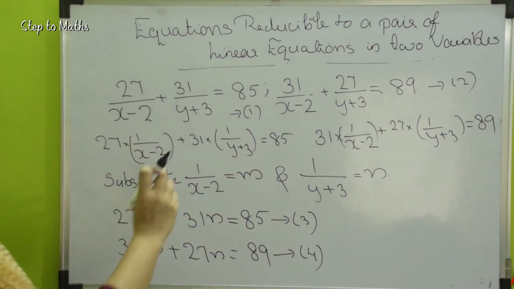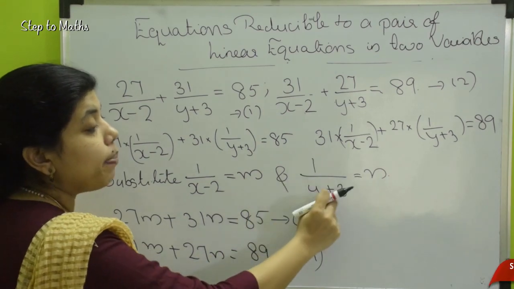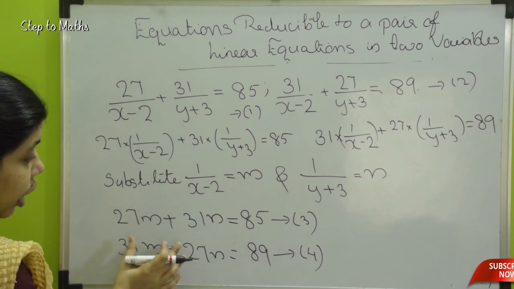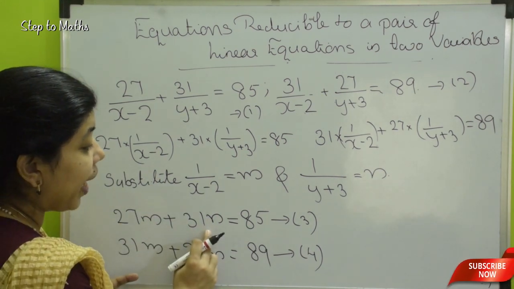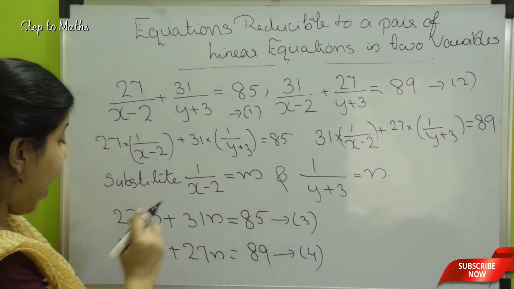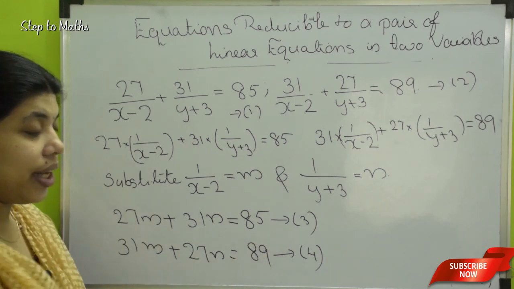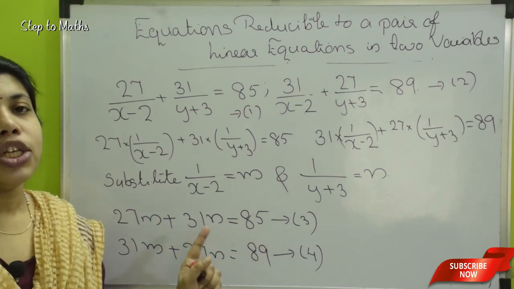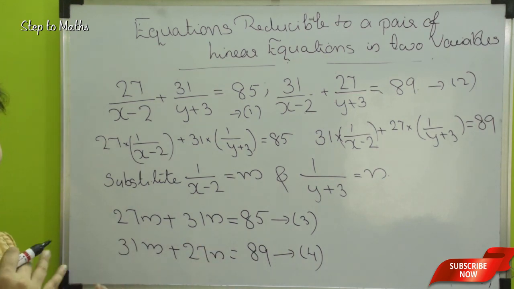We make the substitution 1 upon x minus 2 is equal to m and 1 upon y plus 3 is equal to n. Now the given equations are reducible to the form 27m plus 31n is equal to 85 and 31m plus 27n is equal to 89. Now these two equations are in the standard form of a linear equation. Now we can solve them.